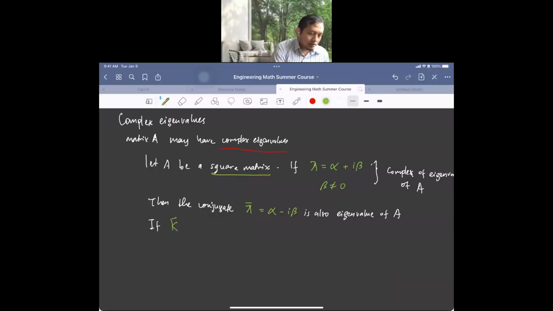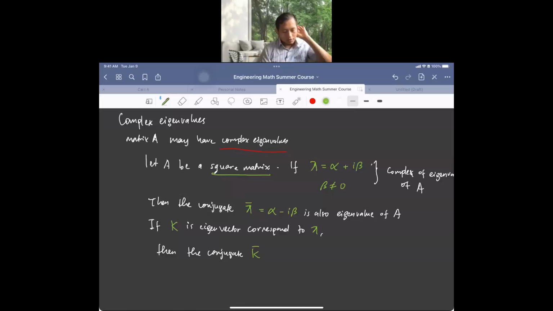And if the eigenvector K corresponds to lambda, then the conjugate K, with a line over it just to make the notation obvious with the lambda, is an eigenvector of the lambda conjugate.